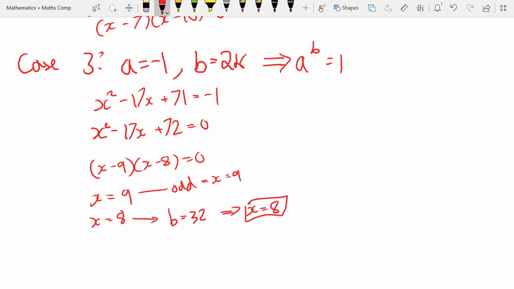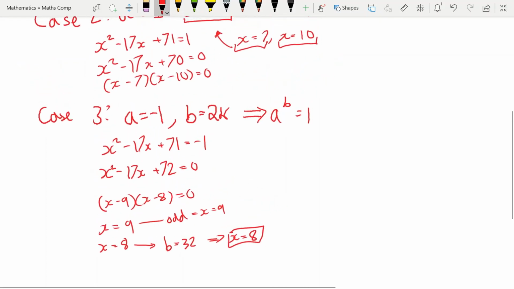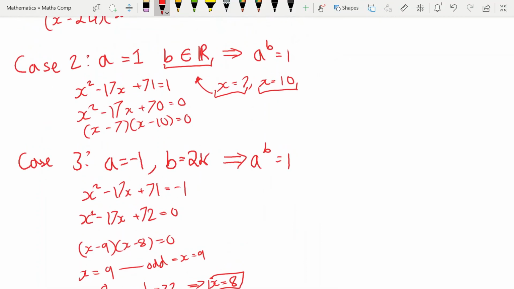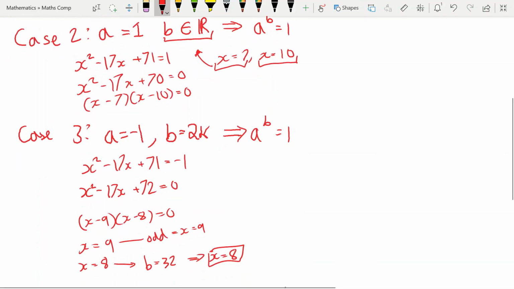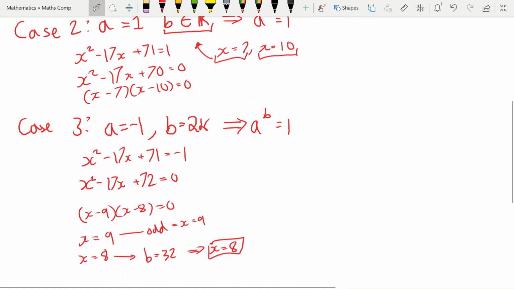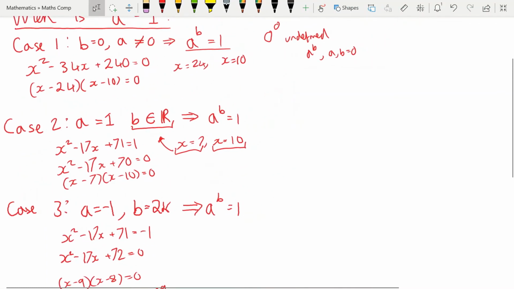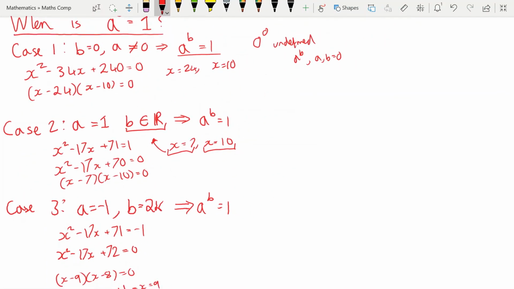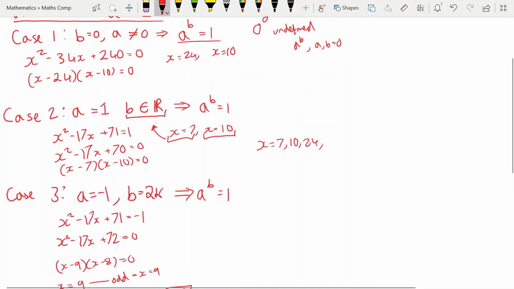So x equals 8, x equals 7, x equals 10 and x equals 24. So we've got x equals 7, 10, 24, and x equals 8. And the original question asked what's the sum of these roots, and the sum of the roots is 49, and that is your final answer.